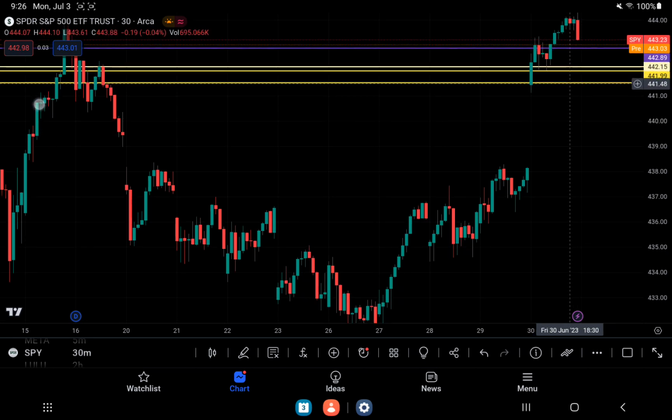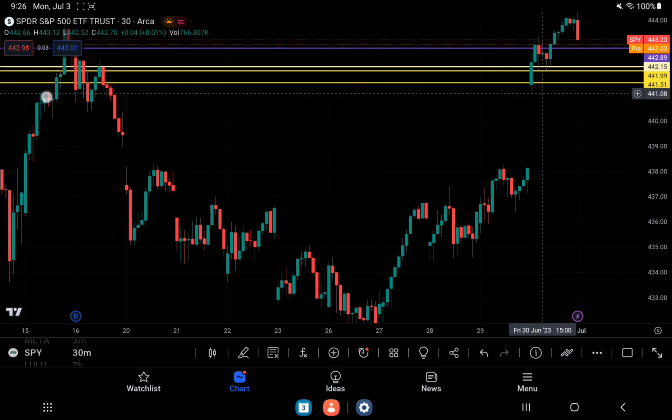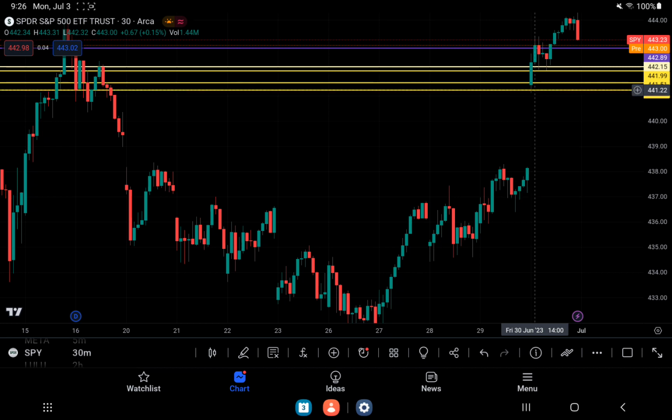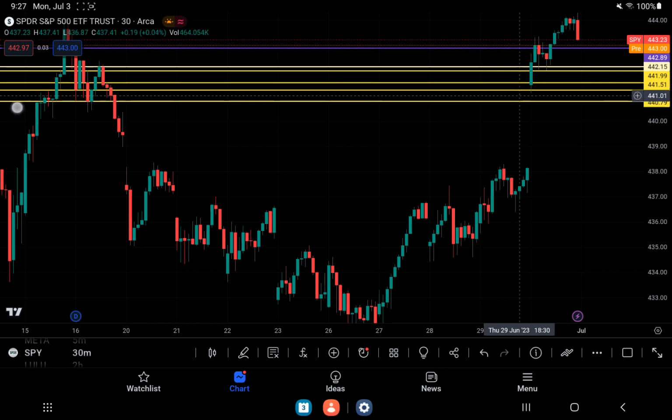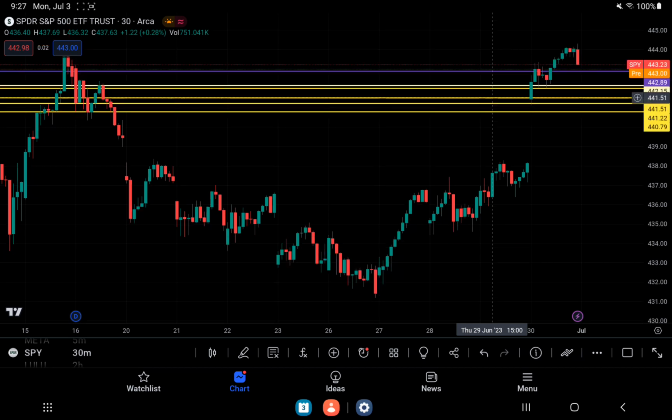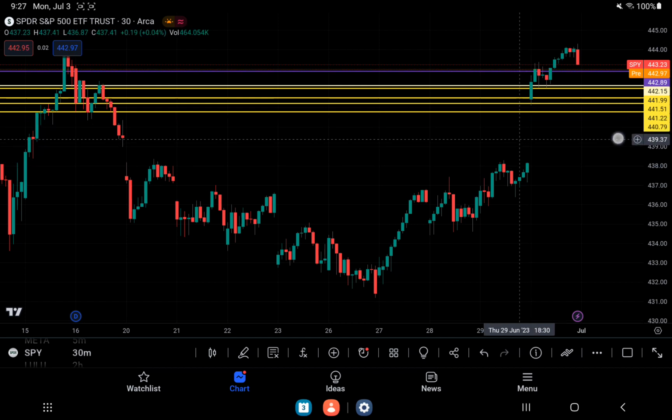I want to put a draft on this candlestick right here. $441.22. 440.79. Watch out for this candlestick right here, this tiny one right here. 440.92. Alright. And then we may fill this gap all the way down here. Before any of that though, I will put a price target right here.